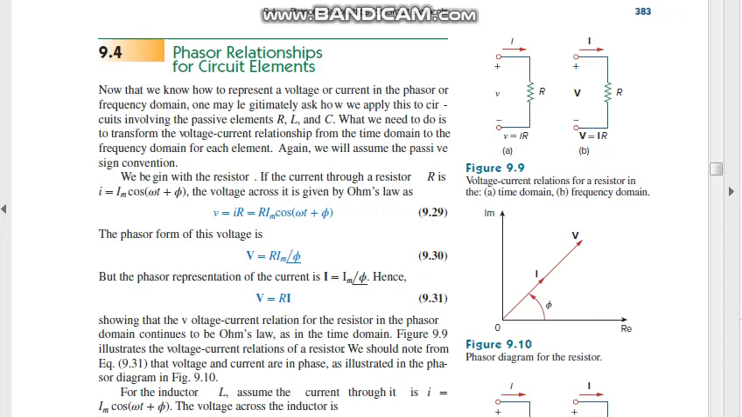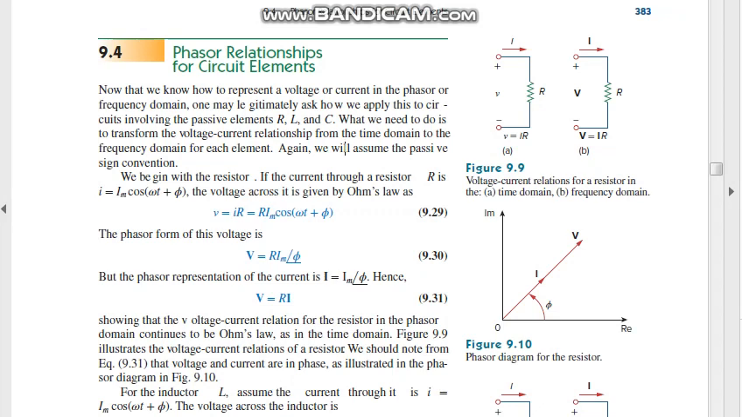Dear students, now we will discuss the phasor relationship for circuit elements. You can see here there are three elements used in AC circuit analysis: resistor, inductor, and capacitor. Most probably these three are used because the inductor and capacitor are frequency selective components, so they have been used in AC circuit analysis.